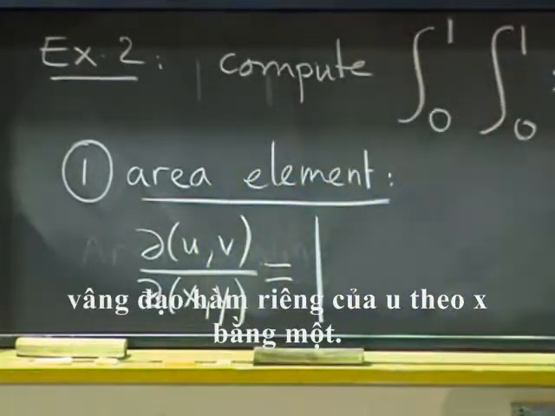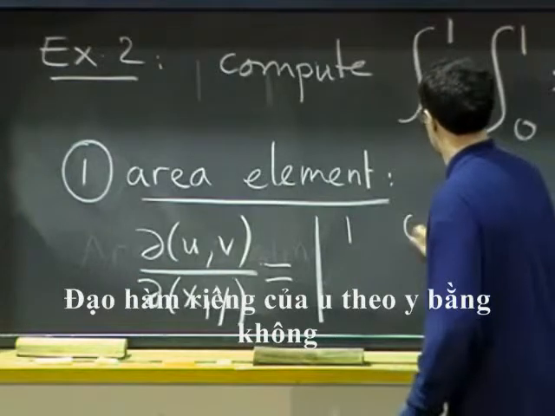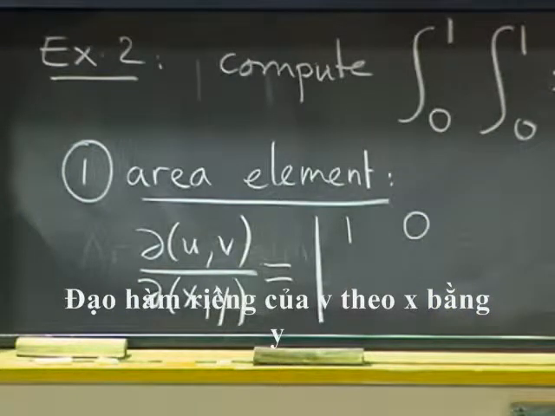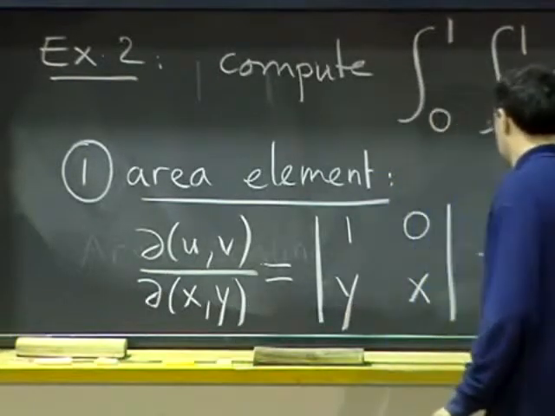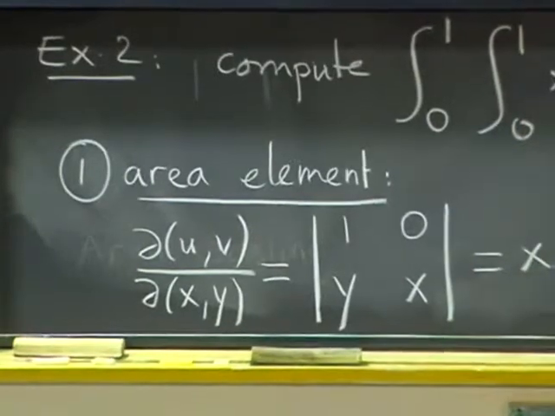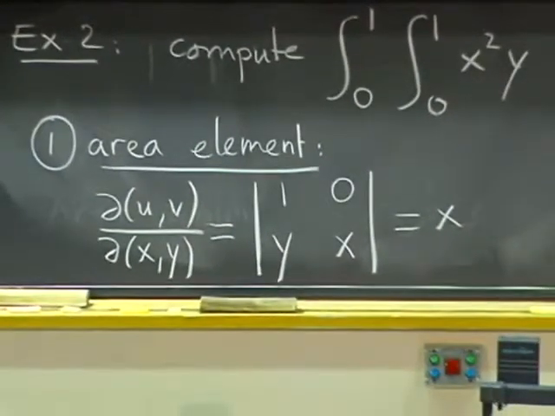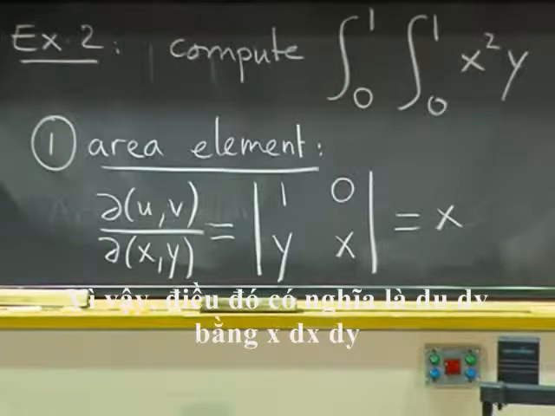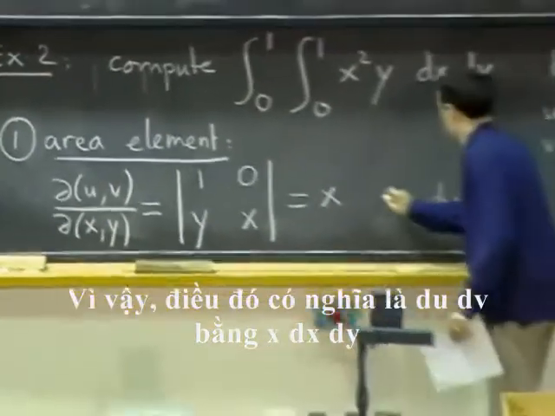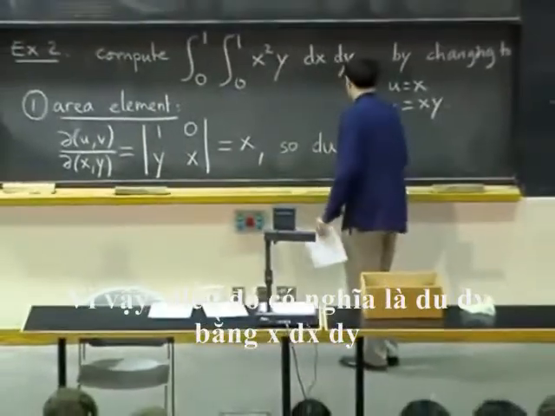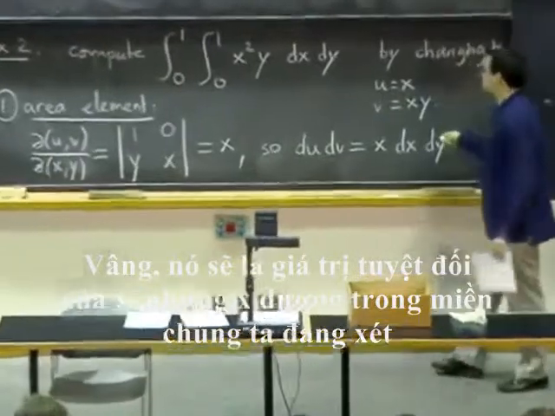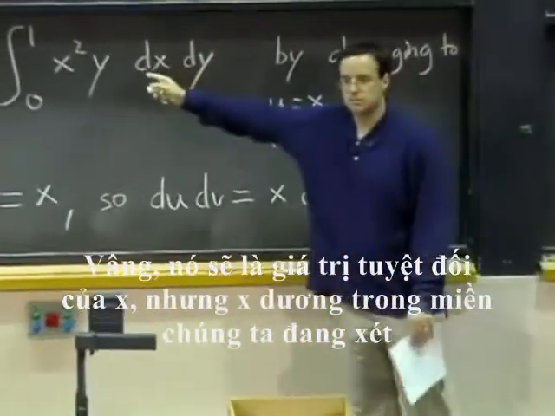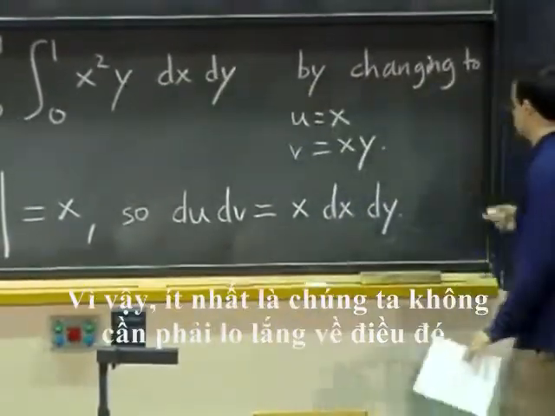So partial u, partial x is 1. Partial u, partial y is 0. Partial v, partial x is y, and partial v, partial y is x. Okay, so the determinant is just x. So that means that du dv is x dx dy. Well, it would be absolute value of x, but x is positive in our region, so at least we don't have to worry about that.